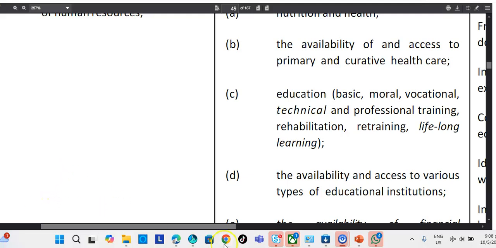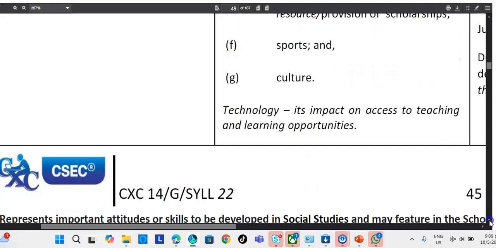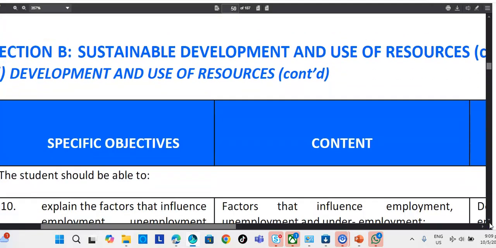All right, and we know that there are various education institutions available for us to do so. All right, and we're going down nicely.